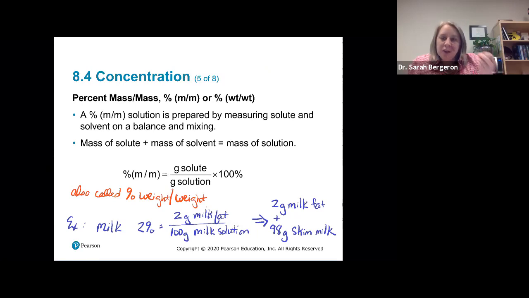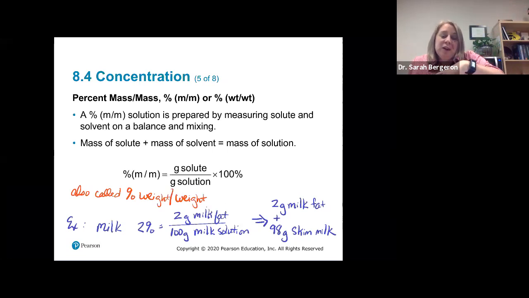This is how milk in the grocery store is on the shelf, right? You have your 2% milk, your 1% milk, your skim milk. What they do for all milk is they create skim milk. They let all the fat come to the top and they skim it all off, right? That's why they call it skim milk. And so now you have all skim milk. However much percent you want, that's how much fat you're going to add back.